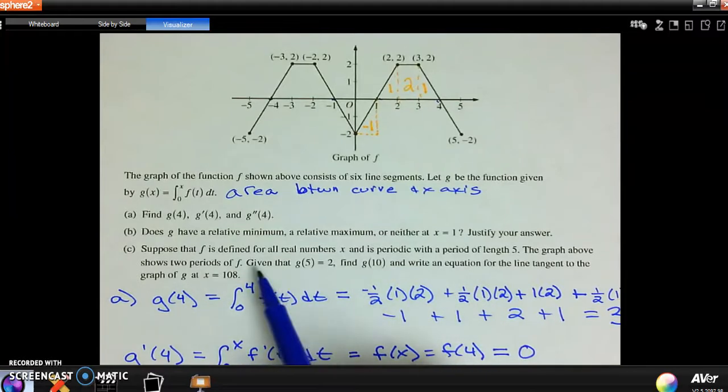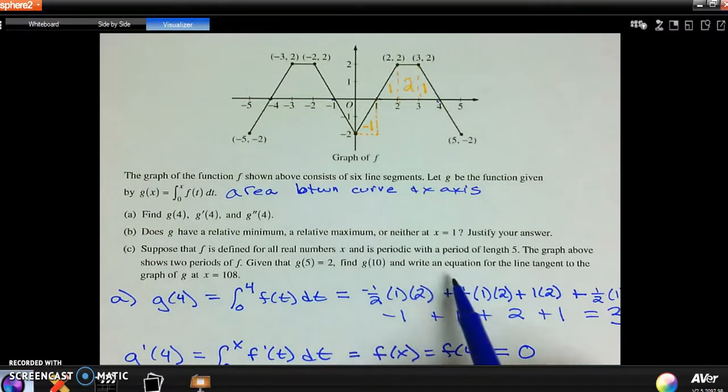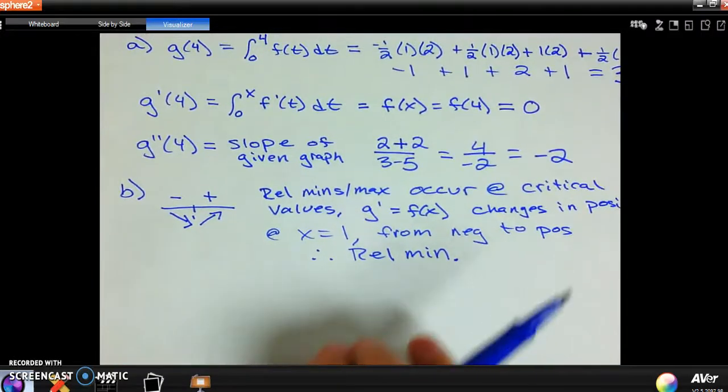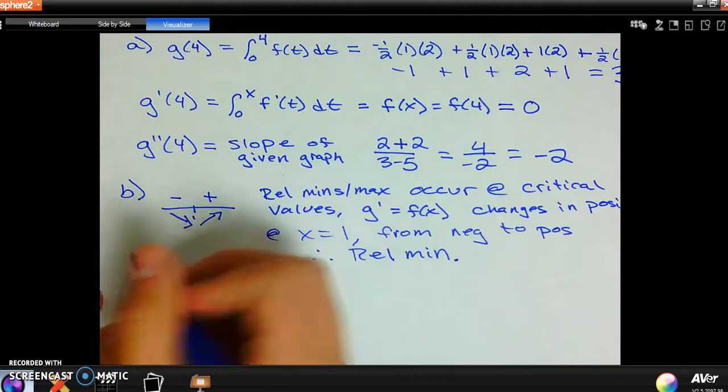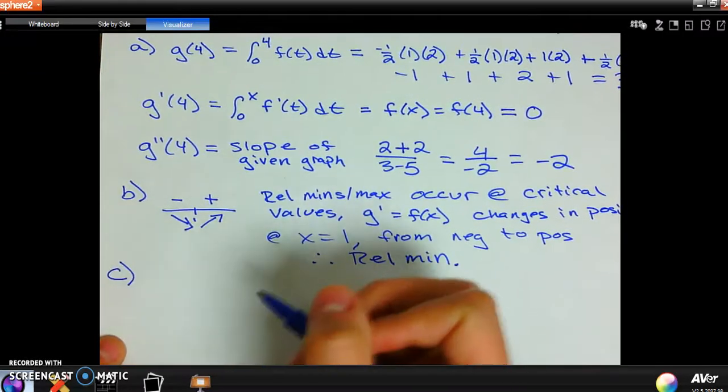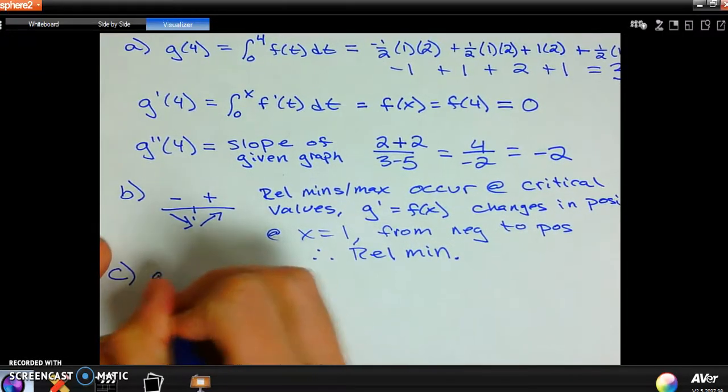Now it's telling you, given that g of 5 equals 2, find g of 10 and write an equation for the line tangent to the graph of g at 108. Because they told you that, what I need to look at is what is g of 0? If I already know g of 5, and its length is 5, I need to figure out how it went before.